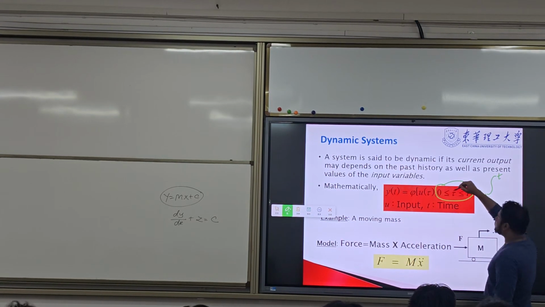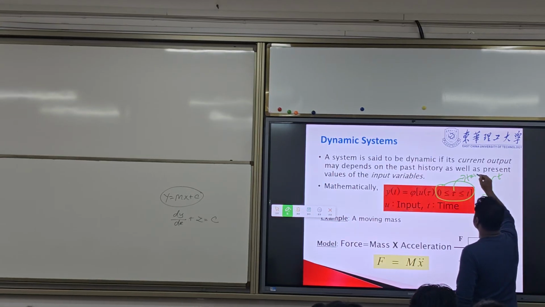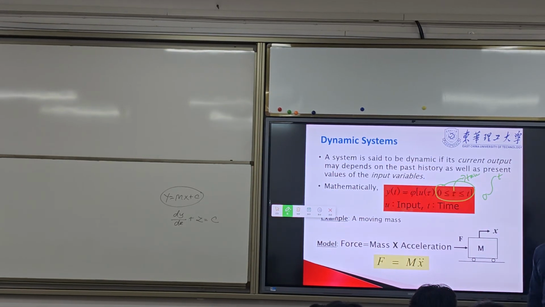This is called tau. We will use this term later on. So remember, this is tau. Tau means time. Tau is a time constant.